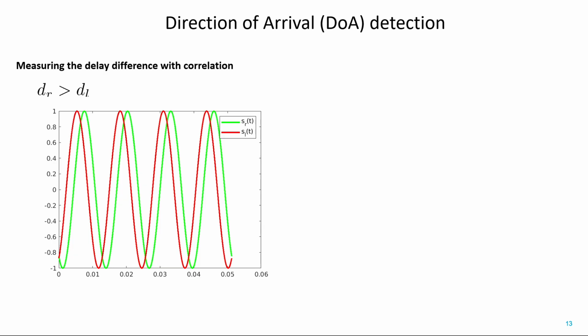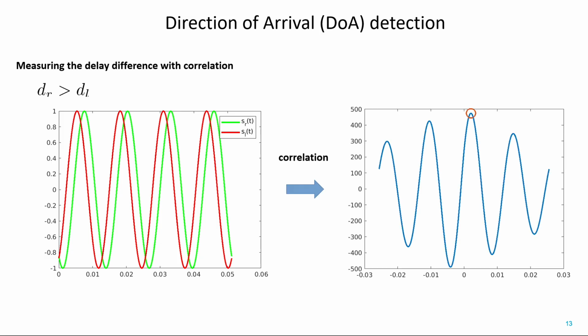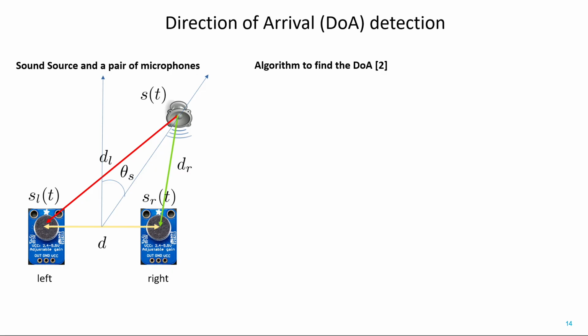For instance, assume the condition in which dr is bigger than dl. This corresponds to a source which is on the left side of the microphones. If we compute the correlation function between these two signals, and we compute the time at which the correlation has a clear peak, we call it Tmax. This Tmax is directly the time difference of arrival, which is delta r minus delta l. With this, we can compute the direction of arrival next. Now we can summarize a practical algorithm to find the DOA angle theta s. First, we capture the left and right microphone signals, SL and SR.